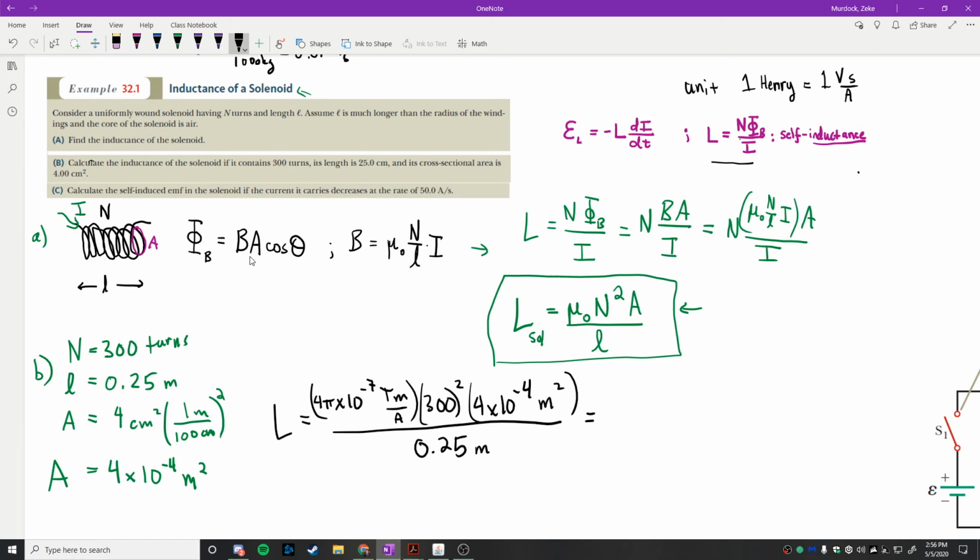What do you get if you calculate that out? That sounds about right. Unit is Henry. Just checking these units here. What do we get unit-wise here? One of these meters cancels. You have Teslas over amps.